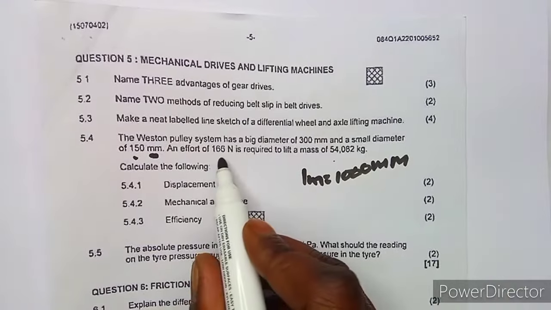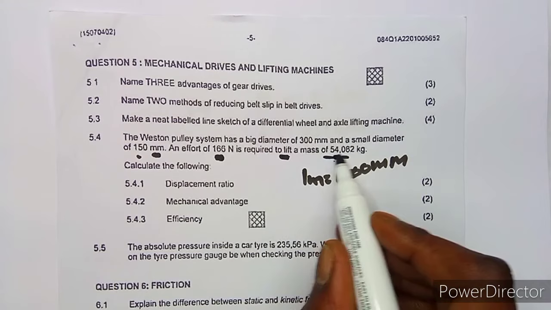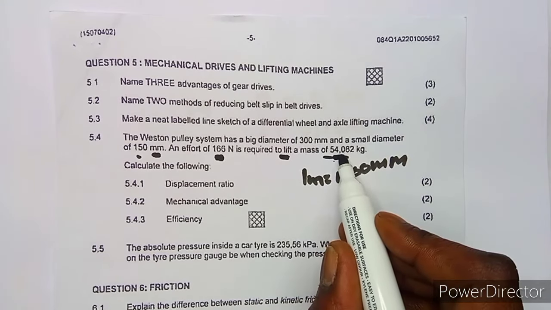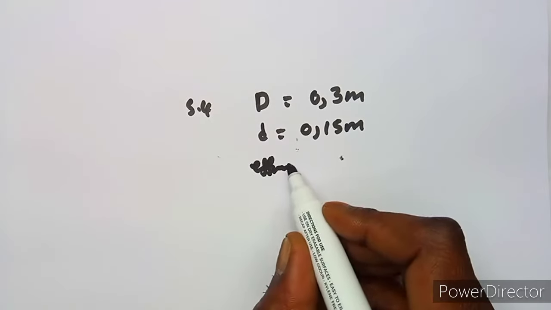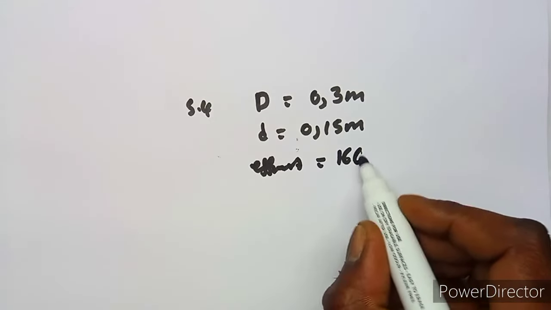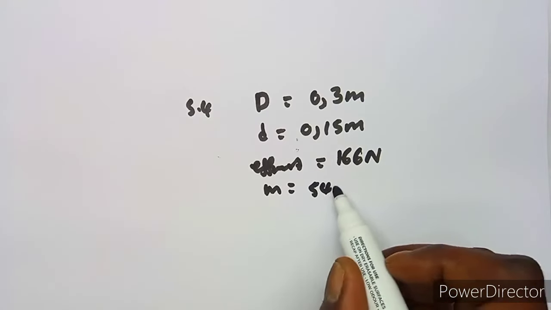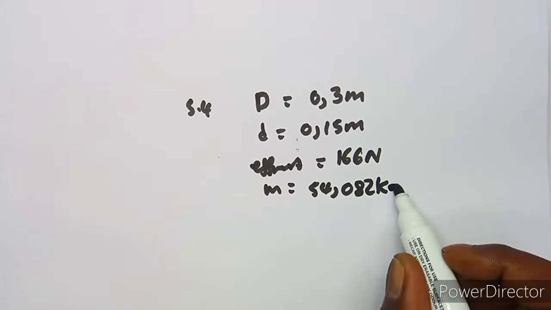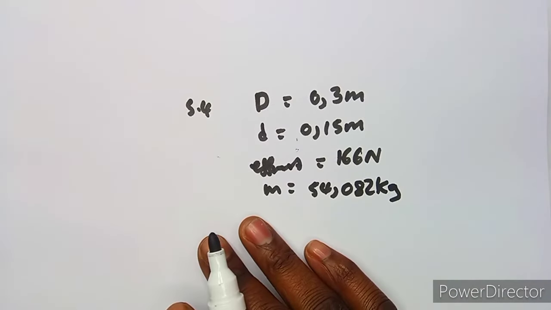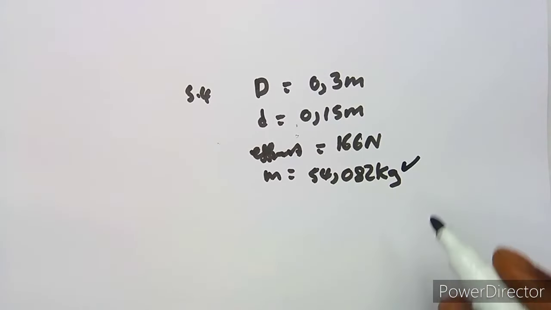Also, we are given that an effort of 166 Newton is applied to lift a mass of 54.082 kg. So we have an effort in this case of 166 Newton and the mass to be lifted of 54.082 kg. List down your information properly so that whatever you're going to do, you are able to answer.